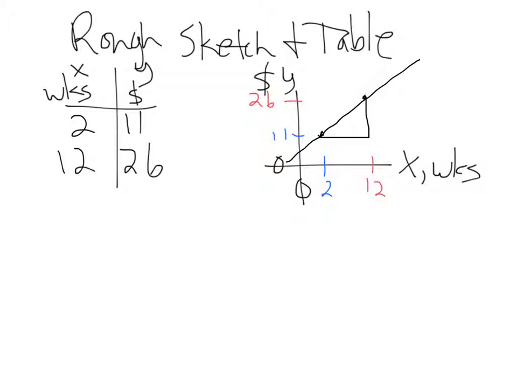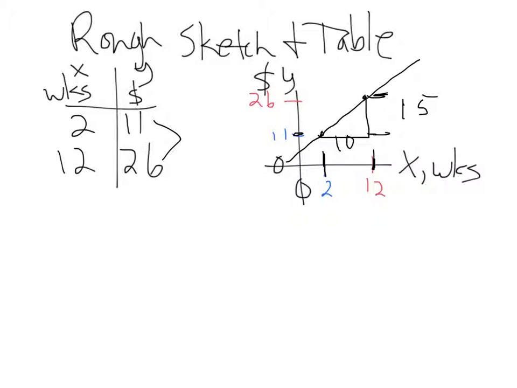Okay, so I can do slope in a variety of ways. I can do slope as rise over run on the graph. So the rise goes from 11 here to 26 there. 26 minus 11 is 15, and the run goes from 2 to 12, which is 10, so that's $15 in 10 weeks. I can do the same thing over here in a table.